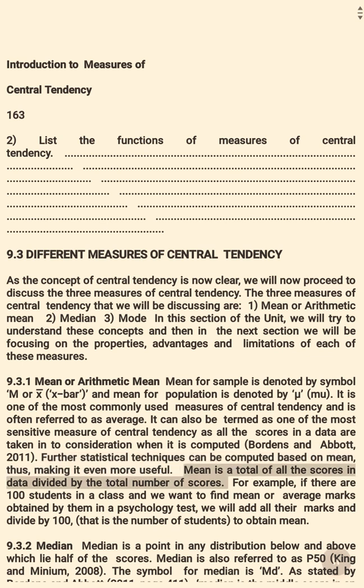Mean is a total of all the scores in data divided by the total number of scores. For example, if there are 100 students in a class and we want to find the mean or average marks obtained by them in a psychology test, we will add all their marks and divide by 100, that is the number of students, to obtain mean.